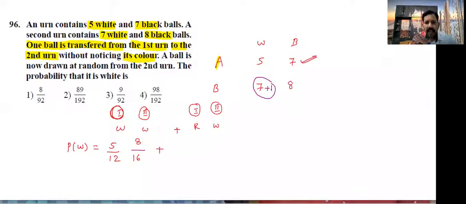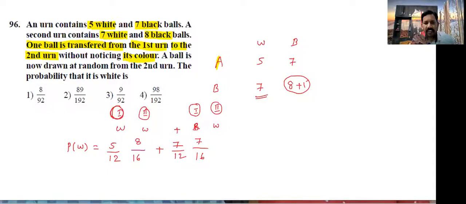In the first bag, I am going to select a black color ball. How many black balls are there? There are 7, total 12. So a black color ball is selected and placed in the second bag. At that time, the black color balls are going to increase. But the total number of balls in the second bag is 16. Here we want to select a white color ball. How many white color balls are there? 7. This is the required probability of selecting a white color ball in the second draw.